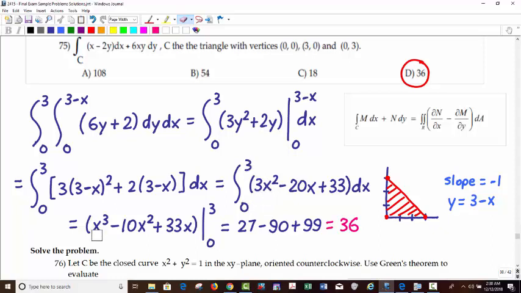So 3x squared antiderivative is x cubed. Minus 20x would be negative 10x squared. 33 would be 33x. Put in 3, put in 0. 0 will be 0 here. But you put in 3, you'll get 27 minus 90 plus 99, which equals 36. And there we have it.